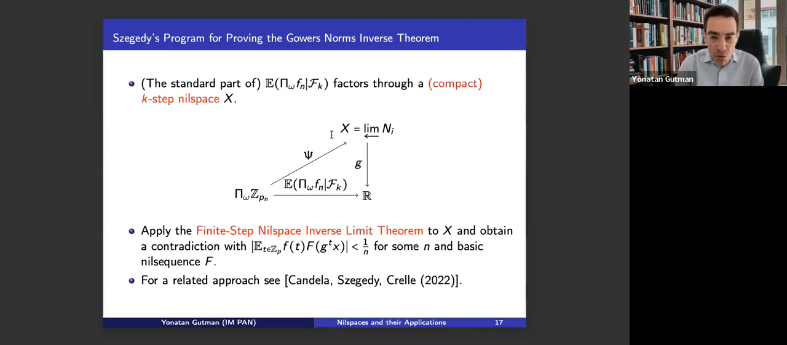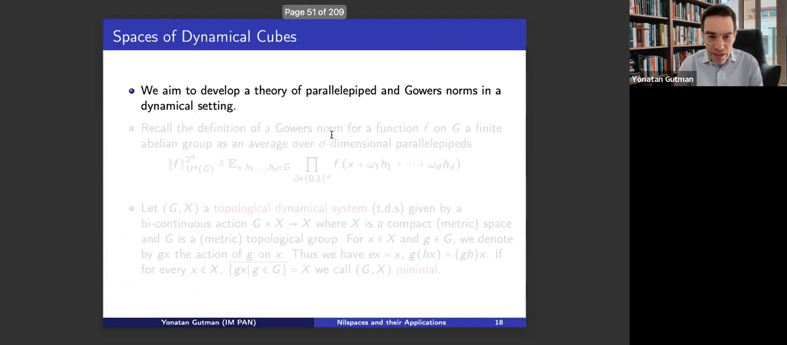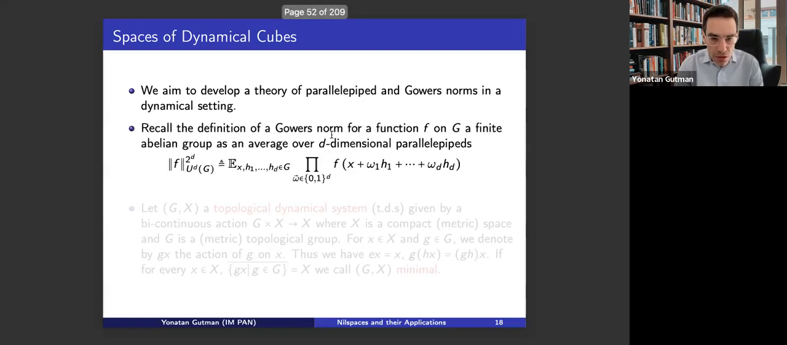So we will now introduce the Nilspace axioms, and we will do it in the dynamical world. So the Nilspaces, some of them are dynamical, some of them are not. We actually will consider only the dynamical ones. So we aim to develop a theory of parallelepipeds and Gowers norms in a dynamical setting. Here I remind you of the definition of the Gowers norm for a finite abelian group.